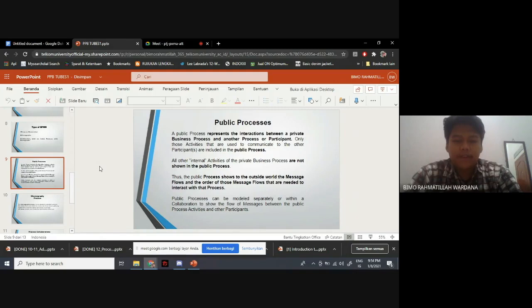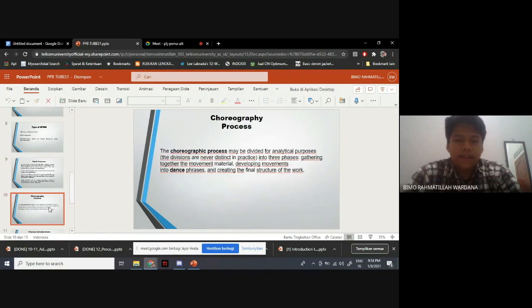Public processes can be modeled separately or within a collaboration to show the flow of messages between the public process activity and other participants. And the second is the choreography process. The choreographic process may be divided for analytical purposes into three phases: gathering together the movement material, developing movement, and creating the final structure of the work.